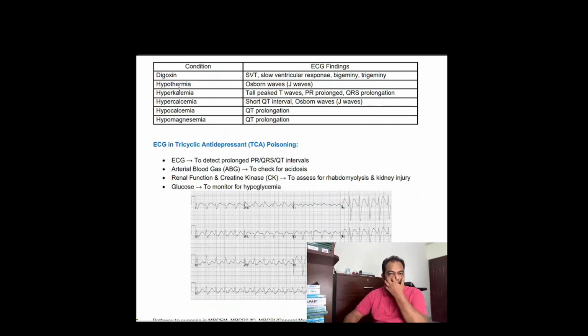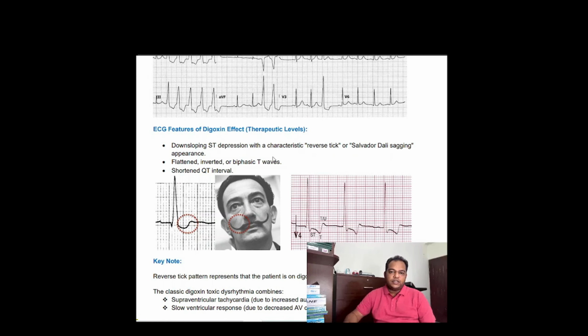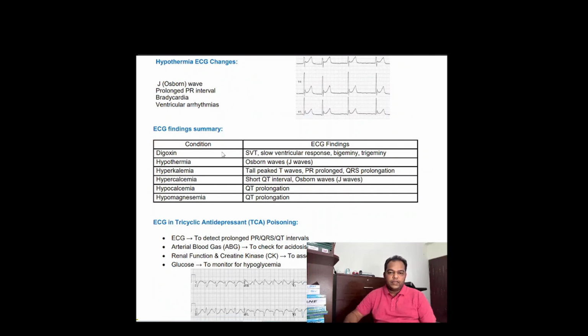Now, the summary. In case of digoxin toxicity, we can find supraventricular tachycardia, but at therapeutic levels, we can find the reverse tick mark. So, in digoxin toxicity, the feature is supraventricular tachycardia. In therapeutic doses of digoxin, we can find the reverse tick mark.